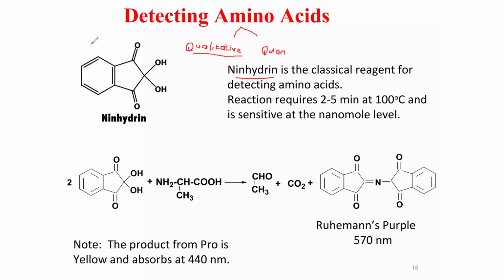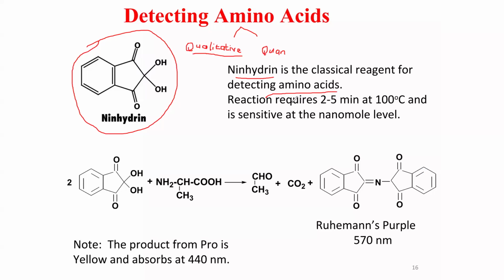So ninhydrin, and this is the structure of ninhydrin. Ninhydrin is a bicyclic compound. It has two rings, and it is a classical reagent used for detecting amino acids. So we must use it in detecting amino acids. As I said, ninhydrin is a classical reagent that is used for detecting an amino acid.